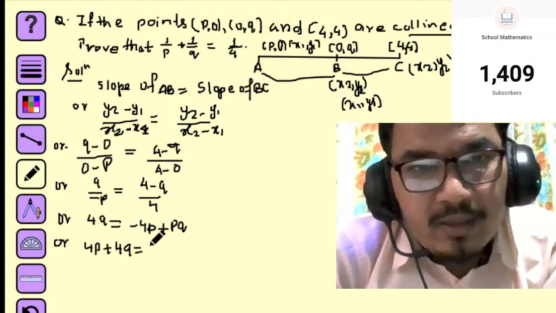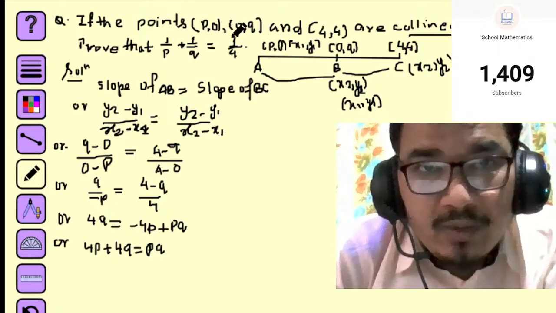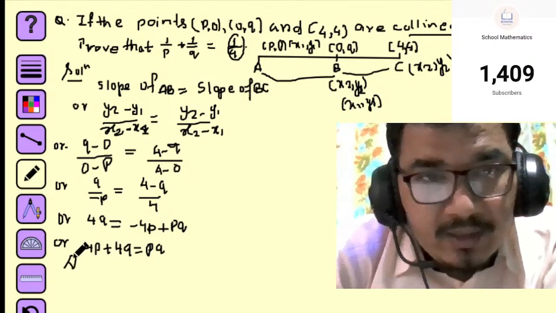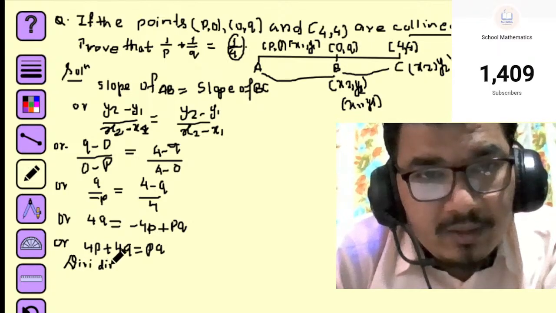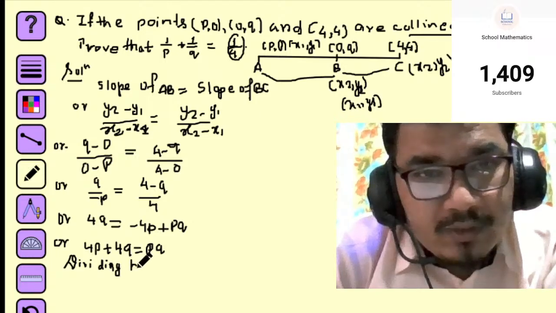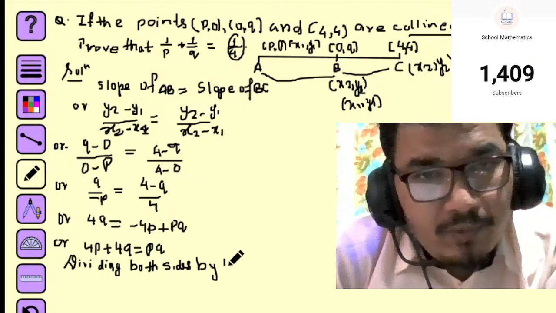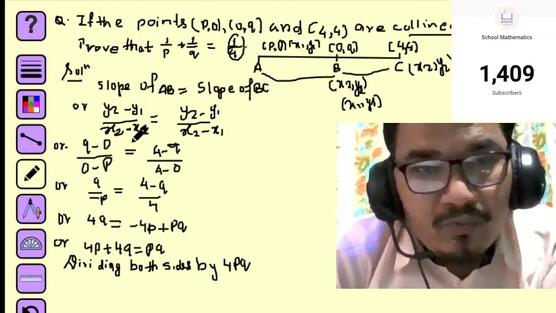And what is remaining on the right side, look here children, here is pq. Now we need 1 by 4 as the result, so let's divide. Dividing both sides by 4pq, because we need 1 up and 4 down.